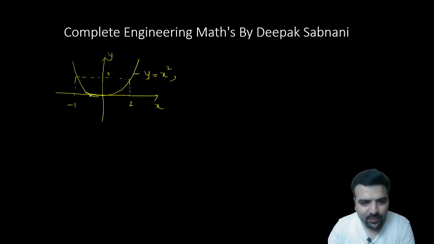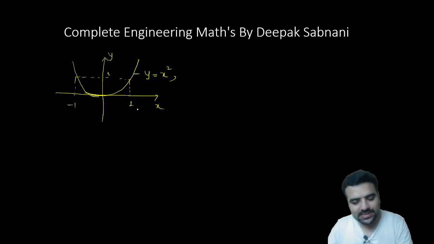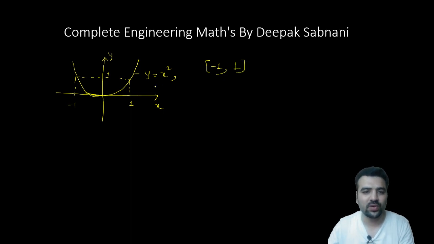So now you can see it is differentiable. At every point there is a unique tangent, there is no sharp corner, there is no vertical tangent, there is no discontinuity. So it is continuous in minus 1 to 1, as well as differentiable in minus 1 to 1, because at every point there is a unique tangent.